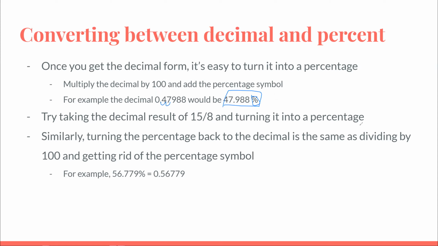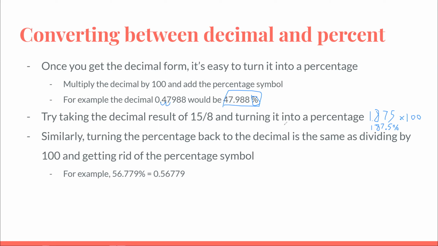All right, so how you would do this: remember our number was 1.875. You just multiply this by 100 to get 187.5, but then you have to add the percent symbol right there. So you get 187.5%.